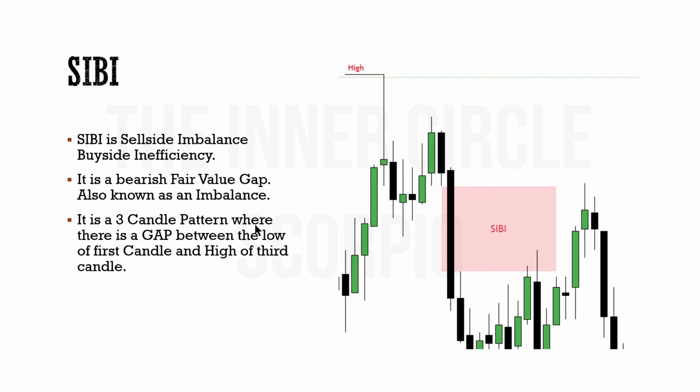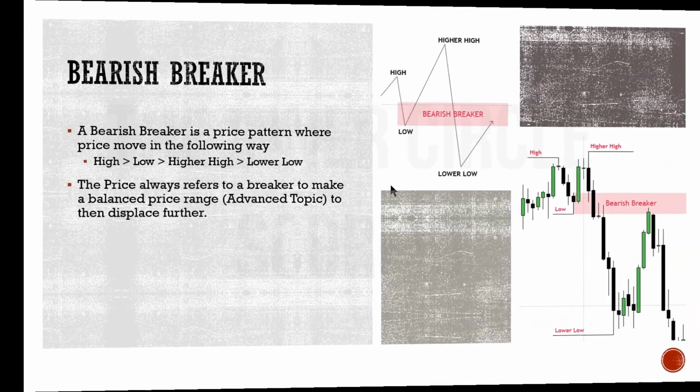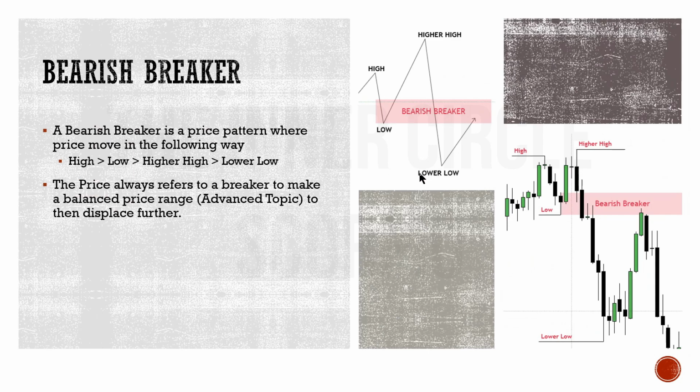It's a 3 candle pattern where the gap between the low of the first candle and the high of the third candle, the low of the first candle and the high of the third candle, makes a CB. So we made a high, we made a resistance block, we made an order block, we made a CB. The next thing that is made is a bearish breaker. What is a bearish breaker?